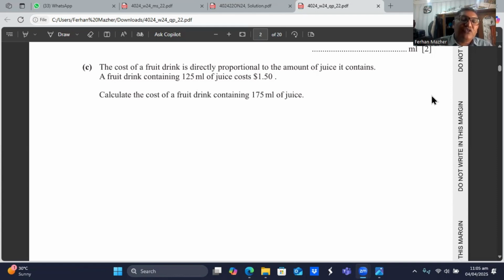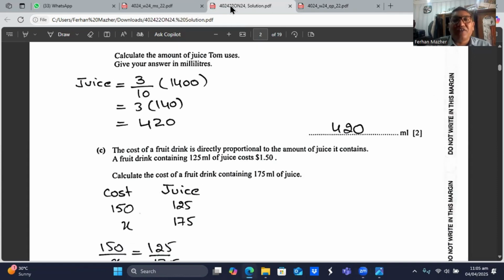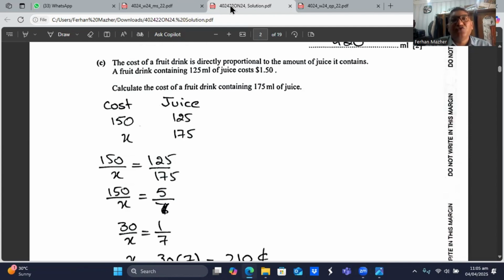So here we will use the method of proportionality. We will write juice and cost, and because the more the juice, the more will be the cost, they are directly proportional to each other. So cost and juice, 150 cents for 125 ml juice. If you have 175 ml of juice, how much will be the cost? So we will write 150 divided by x is equal to 125 divided by 175.